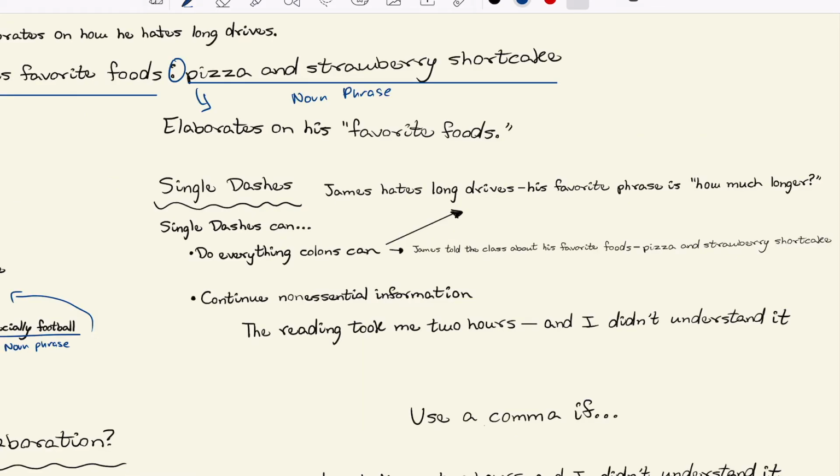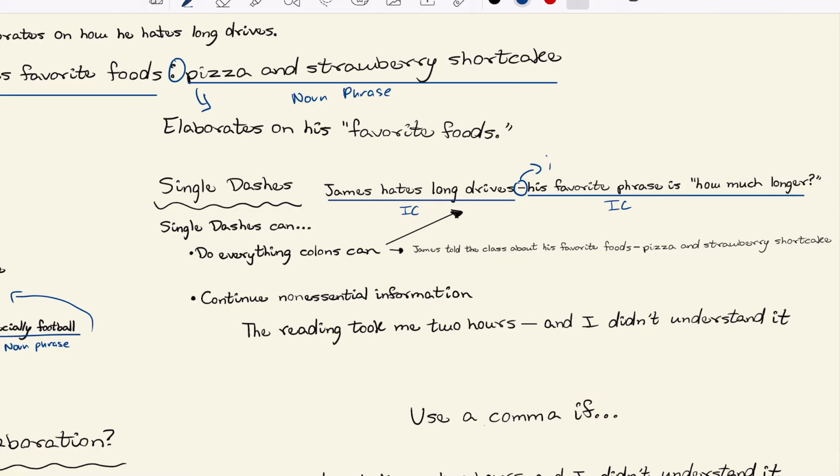In the two previous sentence examples that we looked at, James hates long drives. His favorite phrase is how much longer, in which James hates long drives is the first independent clause, and the second independent clause is his favorite phrase is how much longer. Where here, what was separating the two parts of the sentence before was a colon, it can also be separated by a single dash.